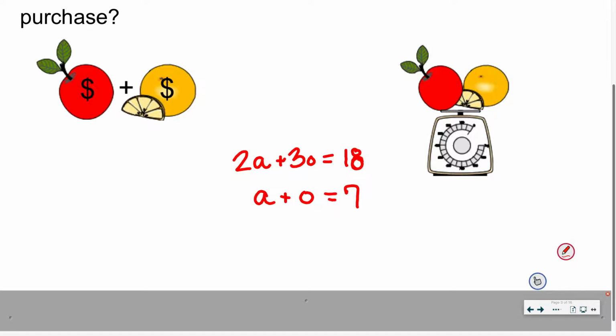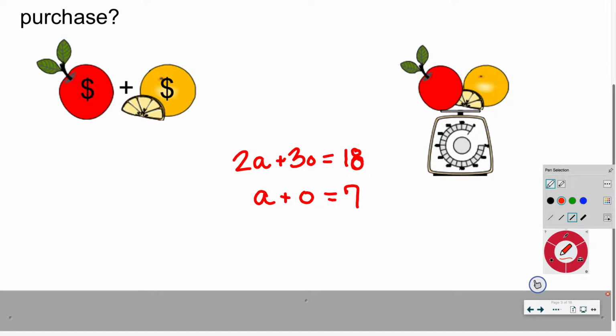If I wanted to eliminate, does it matter which variable I eliminate? No. Take a second and eliminate one of the variables so we can solve. Take just a second at your desk and try to eliminate one of the variables. I can't do it. Think about what kind of numbers eliminate.